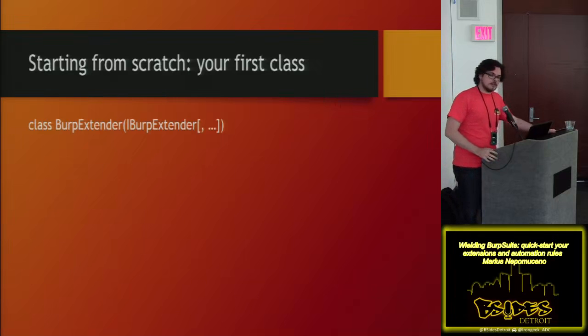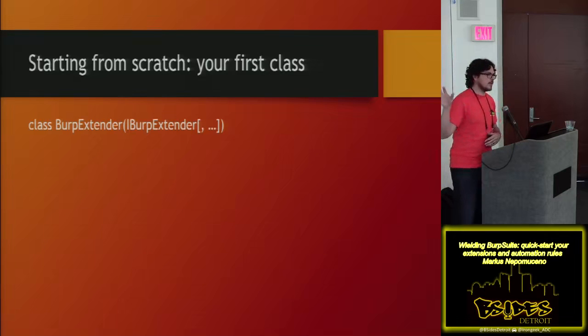All right. Your first class, after you've imported everything that you want, you're going to write exactly that: class BurpExtender, open parenthesis, IBurpExtender, close parenthesis. The ellipsis over there is for all of those additional interfaces that you want to implement within this class, which you should have already imported. And we'll go into more detail about that as well.